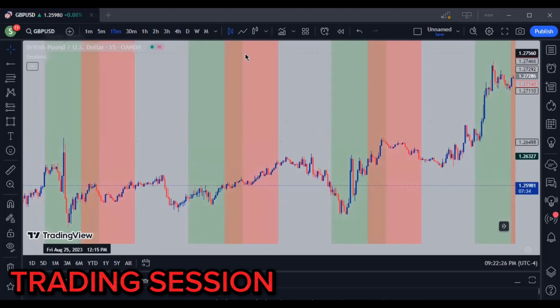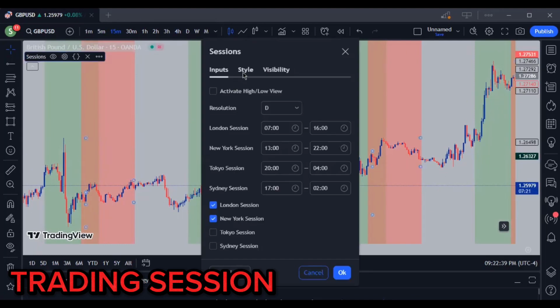Looking at this chart, let me edit it. It's actually wrong. I won't teach you this one for now, but let me put the default settings. Okay, reset settings. So let's put it the way it's supposed to be. This is the normal settings.